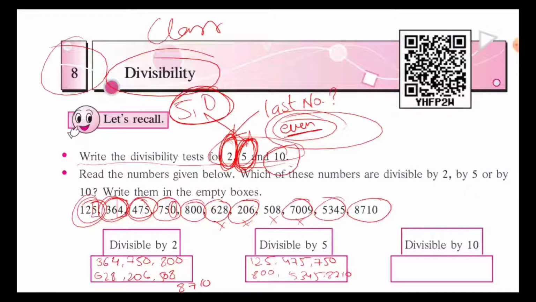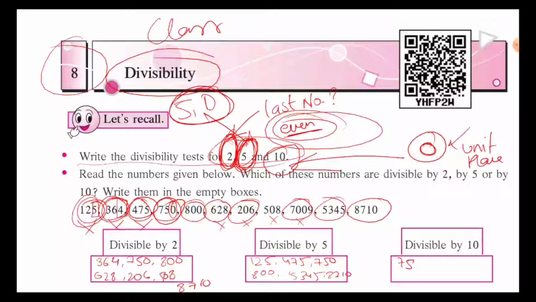Okay, next is 10. 10's divisibility test is only 0. We want 0 at the unit place, that's it. Okay, so not this, not this, not this. 750 will be divisible, 800 will be divisible, and 8710 will be divisible. Okay, these three numbers will be divisible by 10 and nothing else. So this was the divisibility test of 2, 5 and 10.